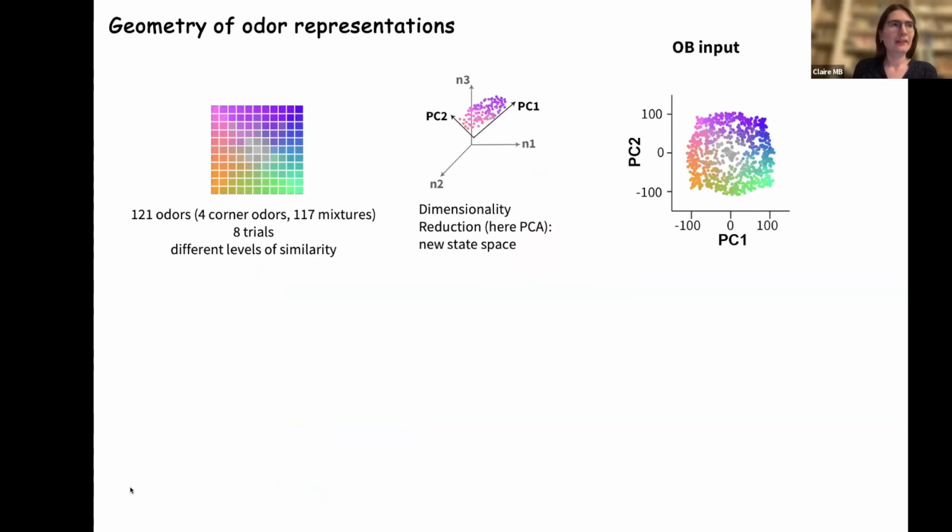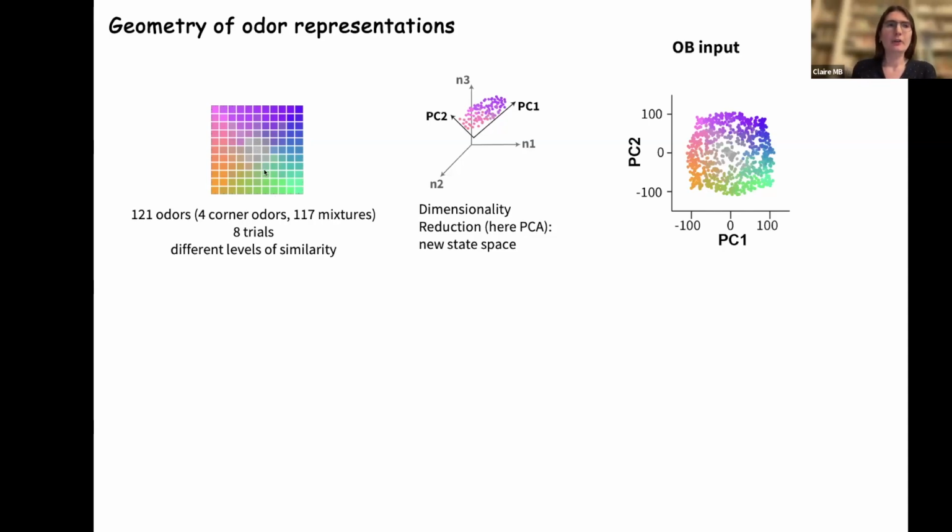To investigate this, we generate an odor subspace. Here, a virtual square with 121 odors. Each pixel here would be one odor. You can just imagine that there's one odor in each corner, and the rest of the odors are just mixtures of these corner odors. We present these odors several times, so we have different trials. And this generates a subspace with odors with different levels of similarity.